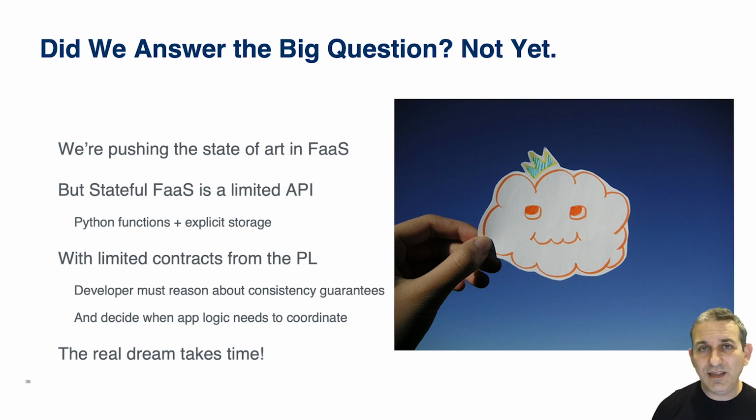But we're really getting very limited contracts from the programming language here. If you want your FaaS functions to talk to each other in Cloudburst, they can, which is a big step up from Lambda. But we're not helping you reason about whether they're consistent when they do that. The developer still has to reason about that in a FaaS environment. And then they need to decide when the app logic needs to coordinate, without any help from the CALM theorem or analysis of monotonicity in your program.